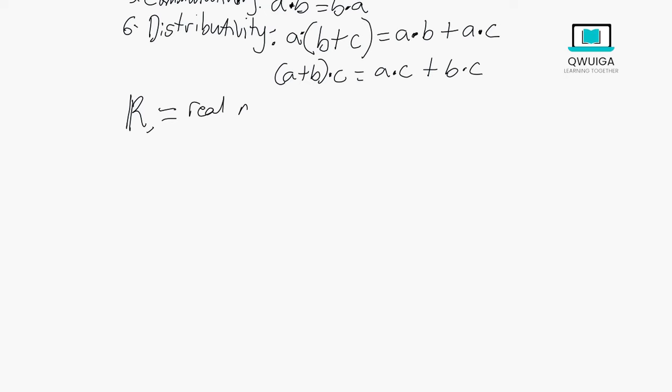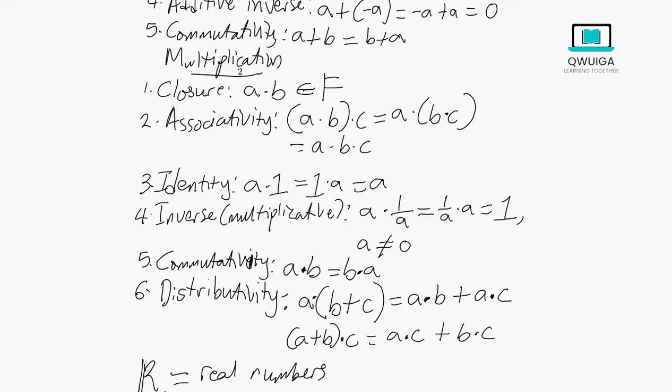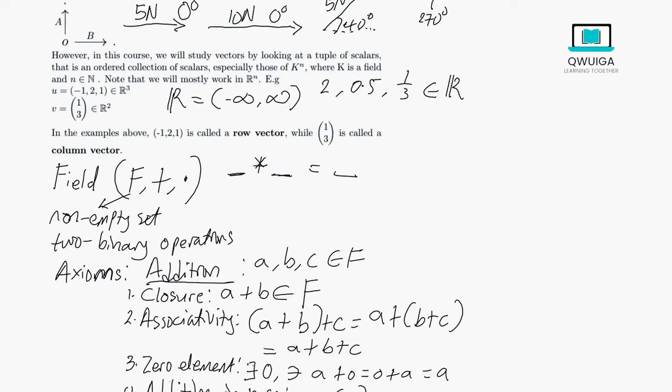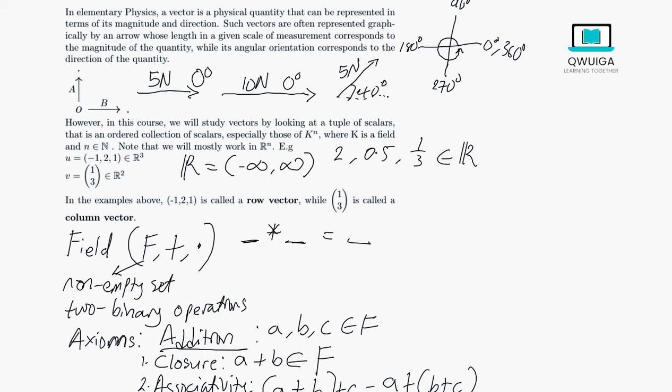Then you also have C, which is the set of complex numbers. Remember, the complex numbers are numbers of the form a plus bi, where i is the square root of -1, right? So these are fields. They are both fields. When you pick elements like this and put them together, you have a vector. Now remember we talked about k raised to the power n, and we said k is any field. So for example, R raised to the power n, you can have C raised to the power n.